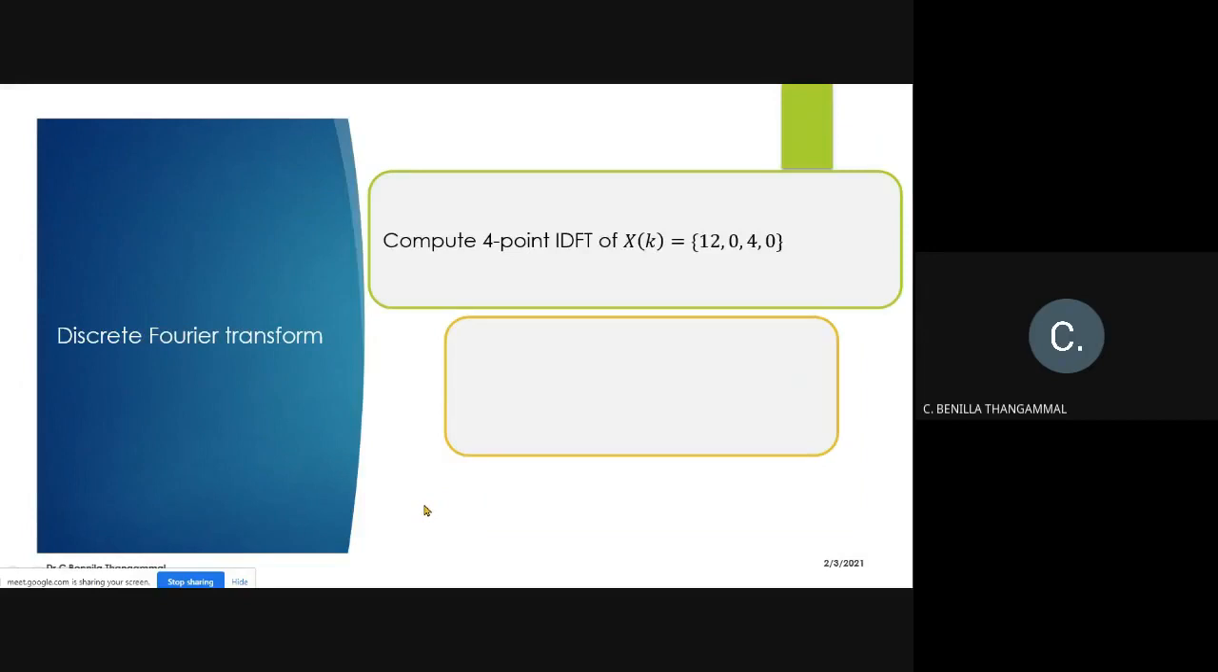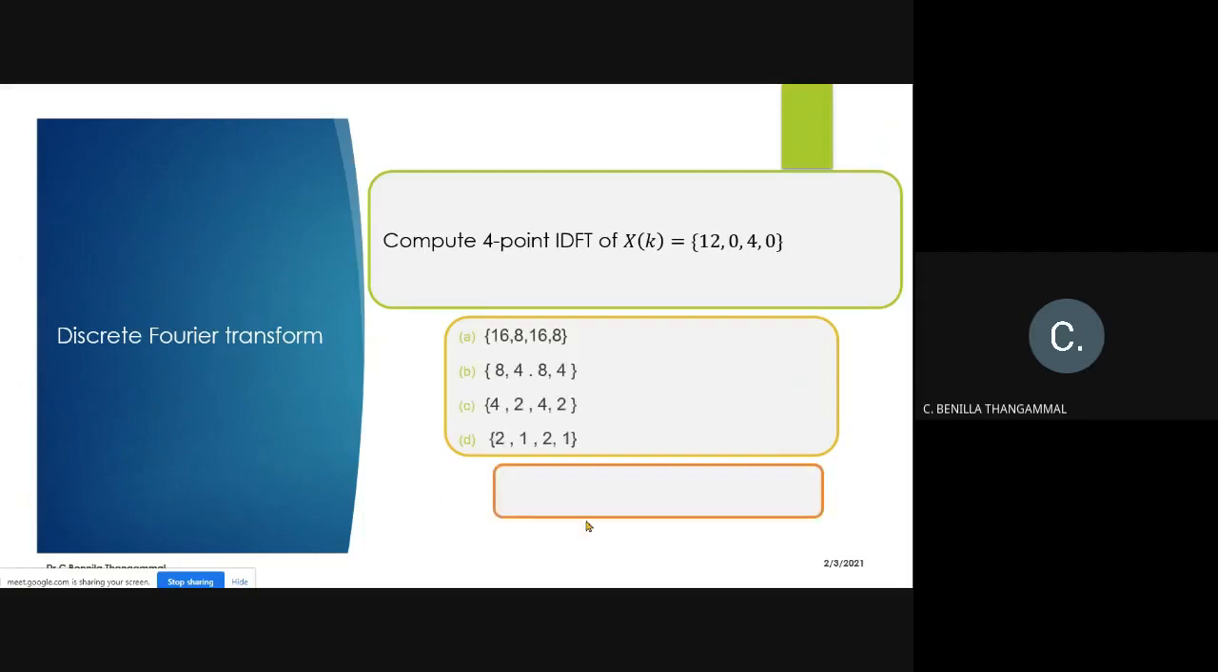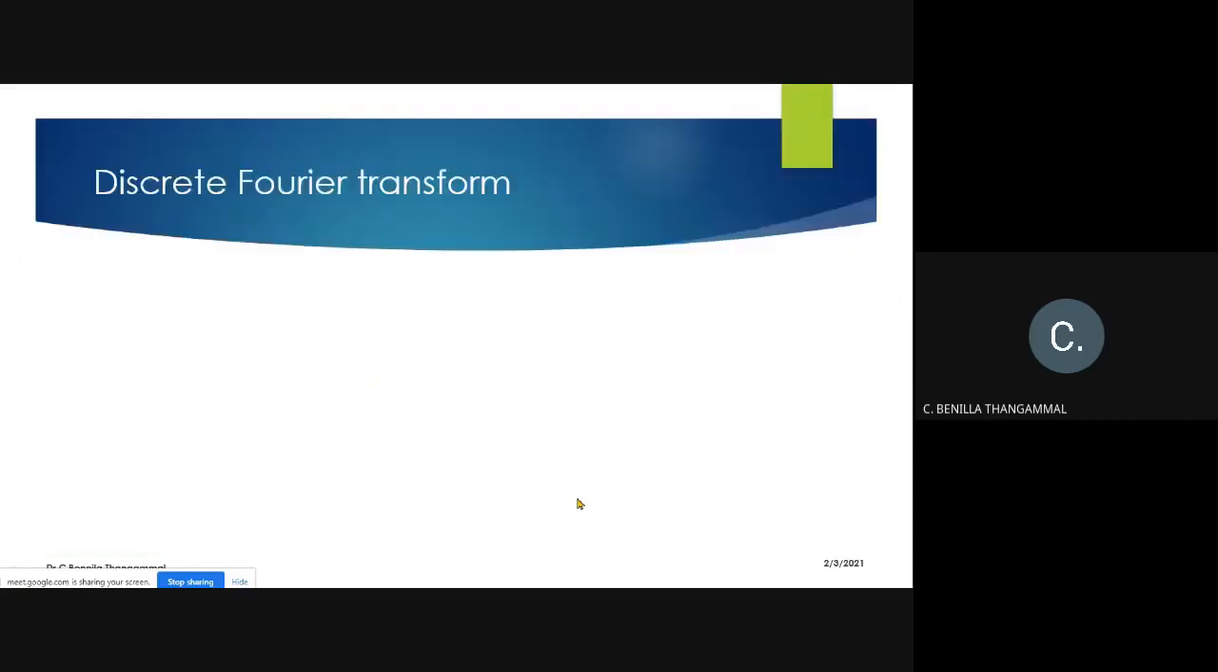So we saw how to find your DFT. Similarly, suppose they ask you to find the 4-point IDFT of x of k. How do we find the IDFT? Here also we'll have a shortcut method. So instead of solving the problems using the formula, you can go for the shortcut method here.